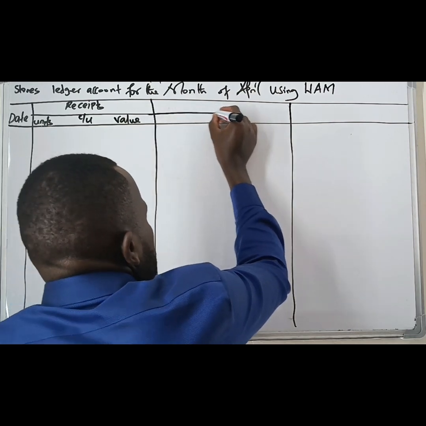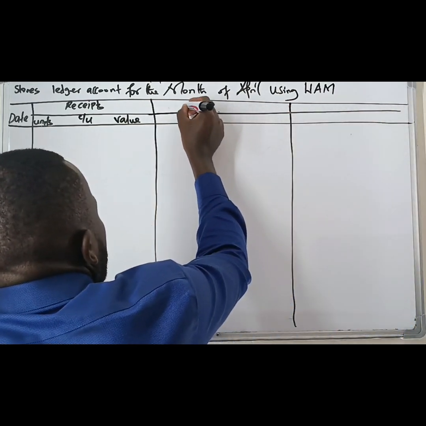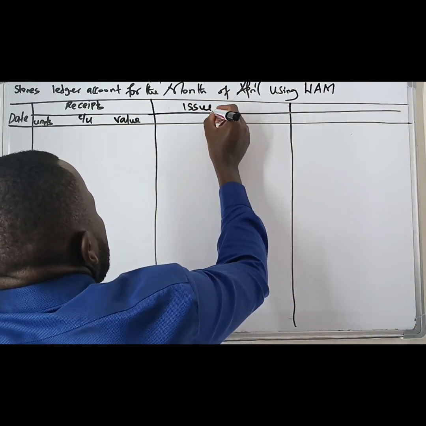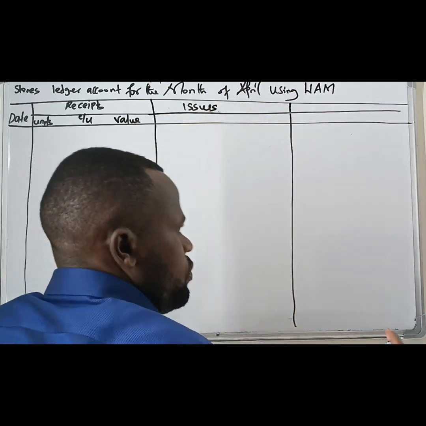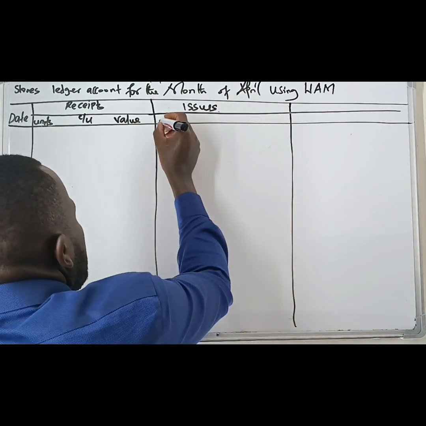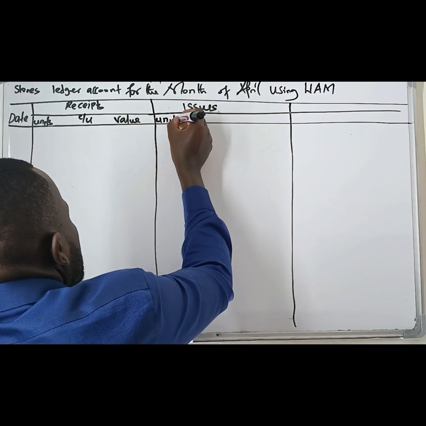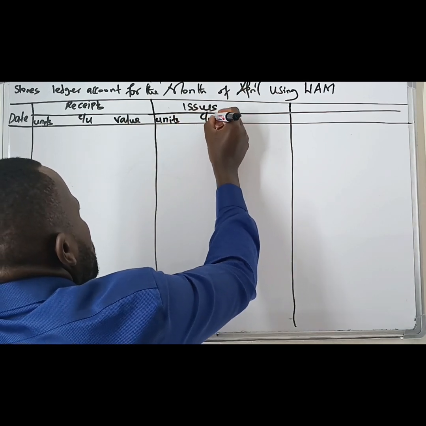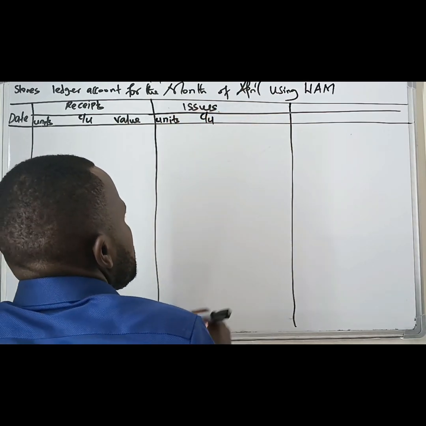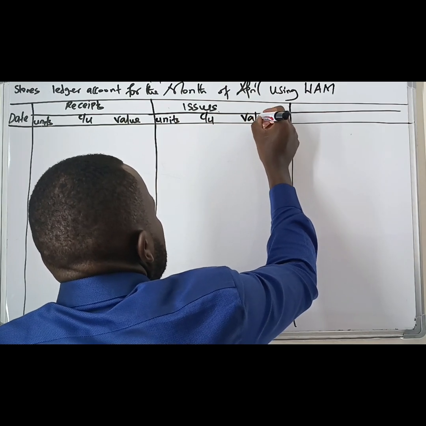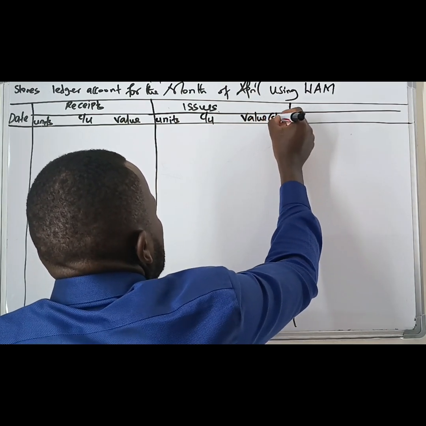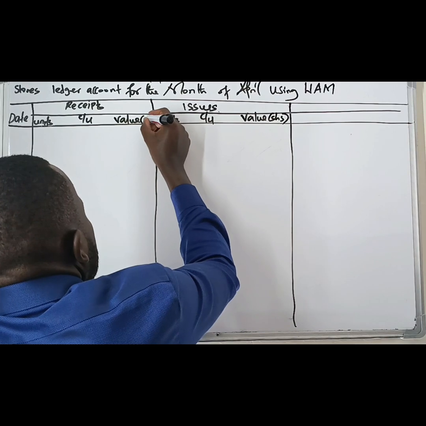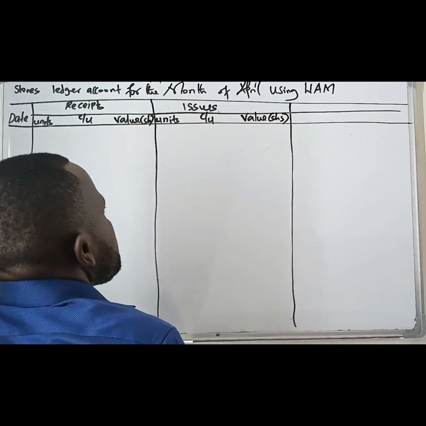So after you receive, you may have a transaction where you are selling them or you are issuing. So this would be a column for issues. You have to record how many units you are selling. You are issuing at what cost per unit, then the value. Remember, the value is in shillings and also the cost per unit is in shillings.